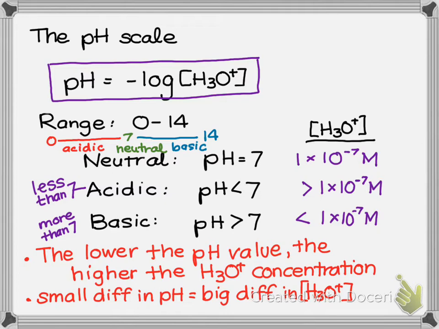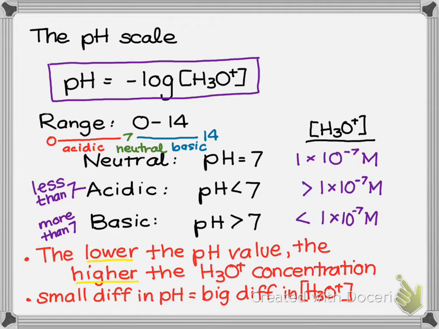A couple of things I want to point out. One, the lower the pH value, the higher the acid. So a lower number gives more acid concentration.